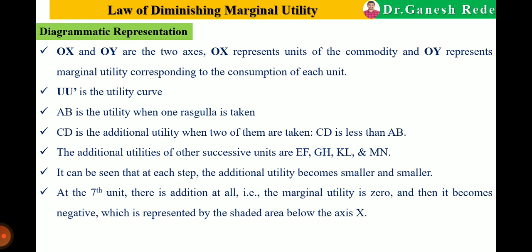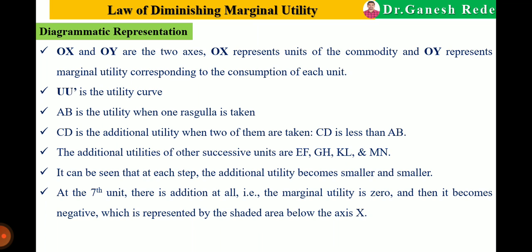Now the additional utility of the other successive units are lines EF, GH, KL and MN. It can be seen that at each step the additional utility becomes smaller and smaller. Marginal utility, or additional utility, goes on decreasing. That's why the lines become smaller and smaller.